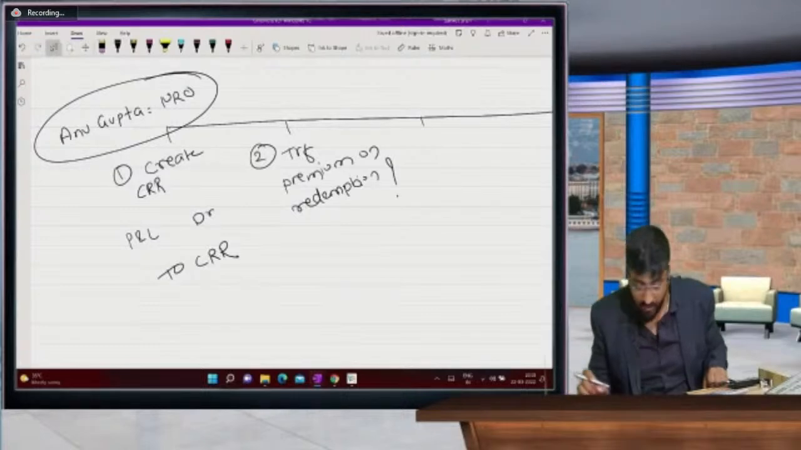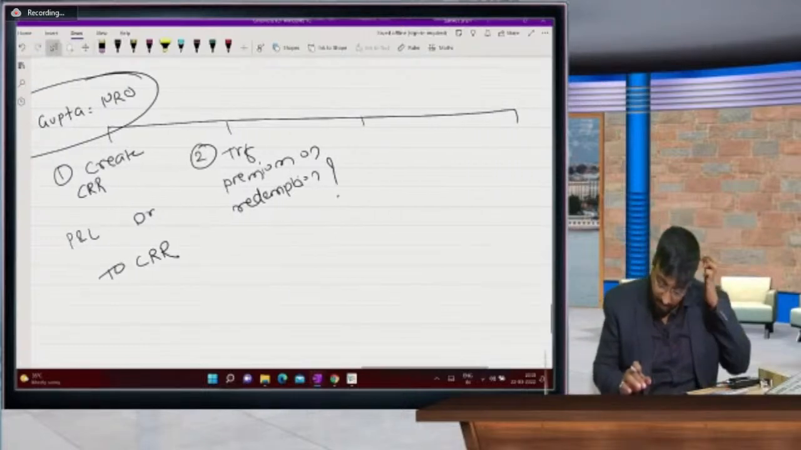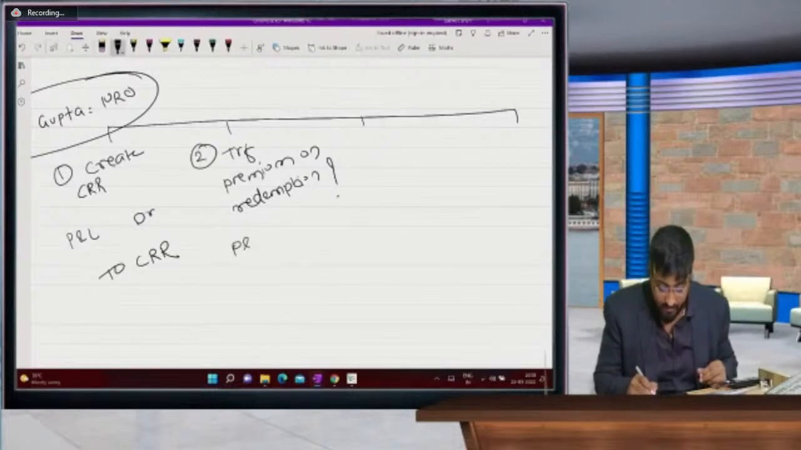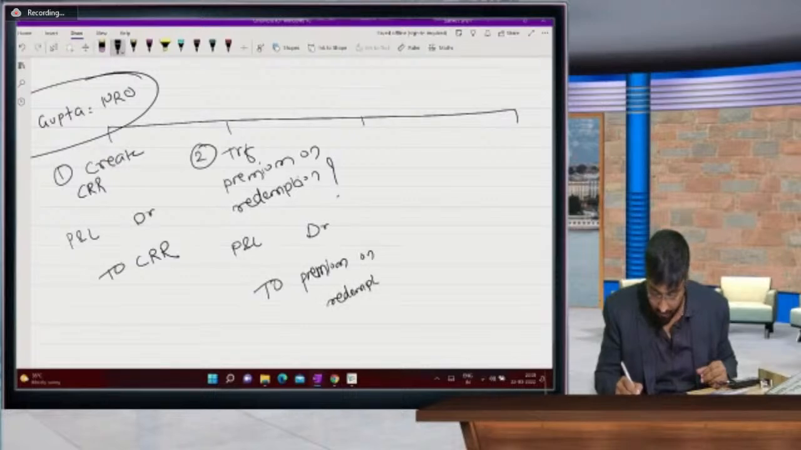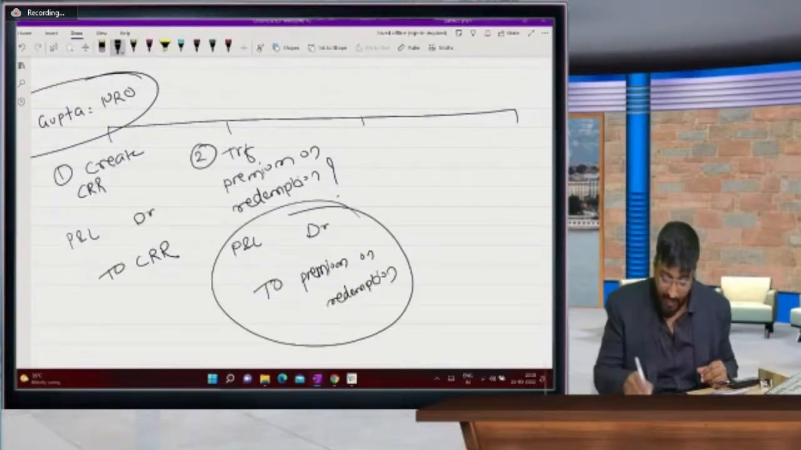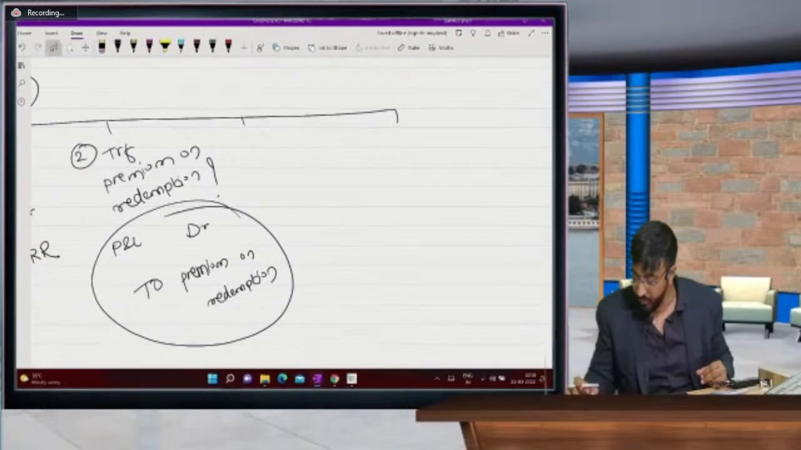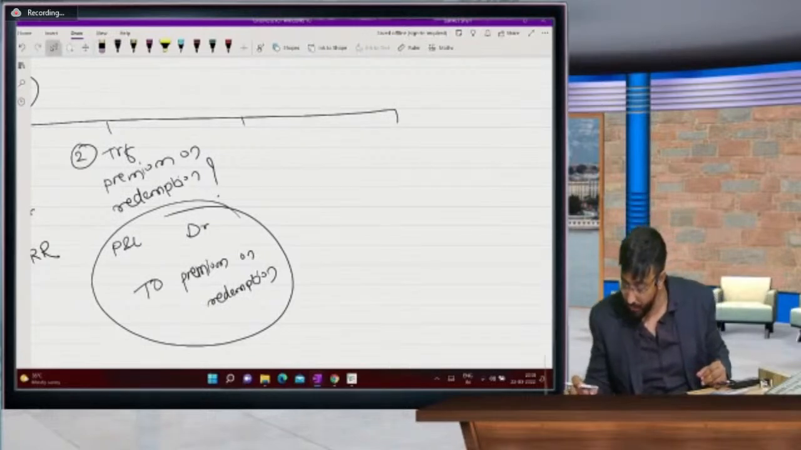Second question was transfer premium on redemption. Correct entry is P&L account debit to premium on redemption. P&L account debit to premium on redemption.